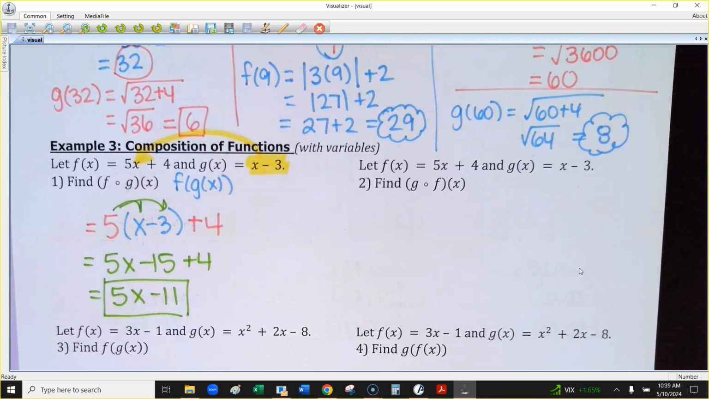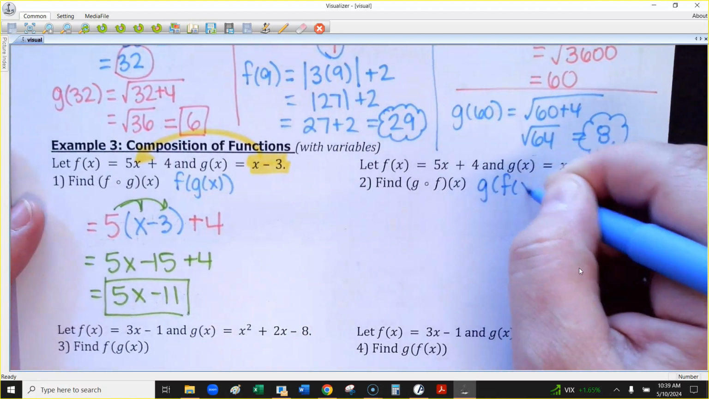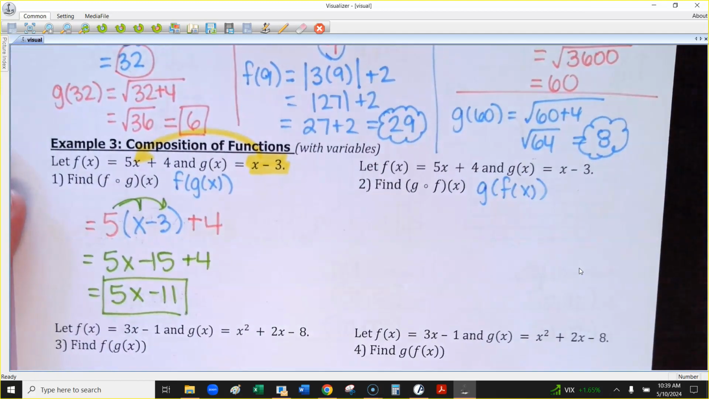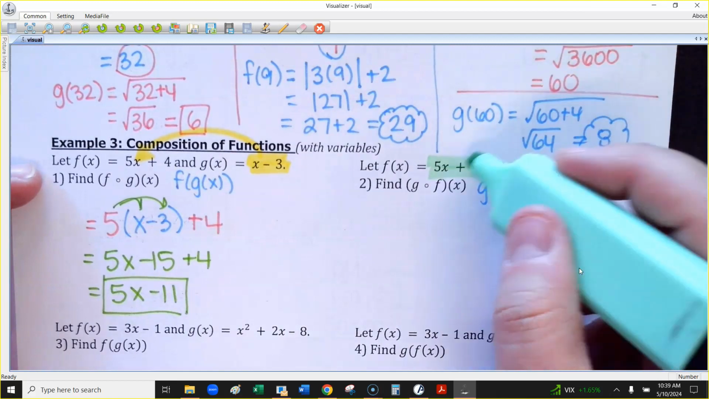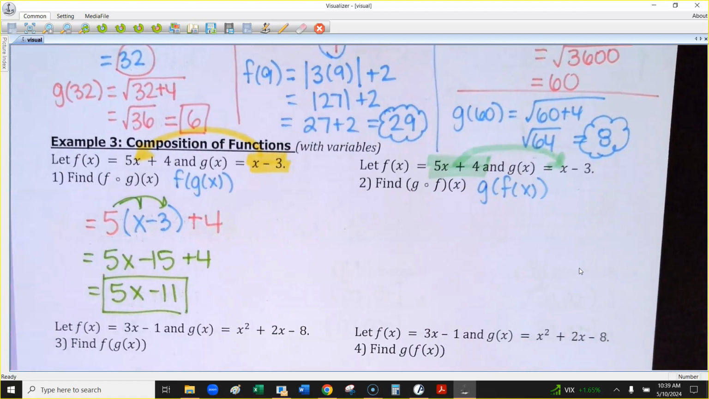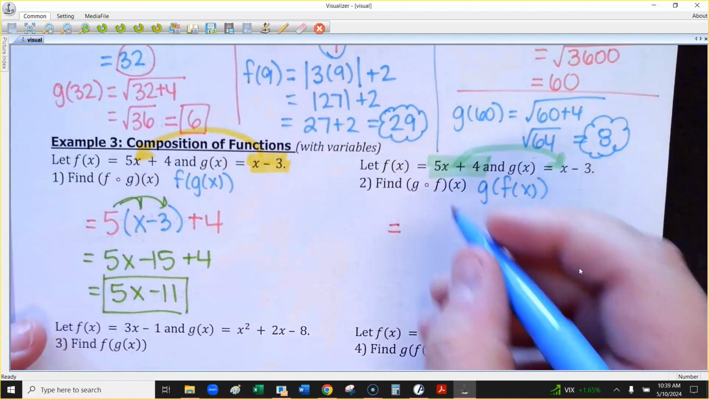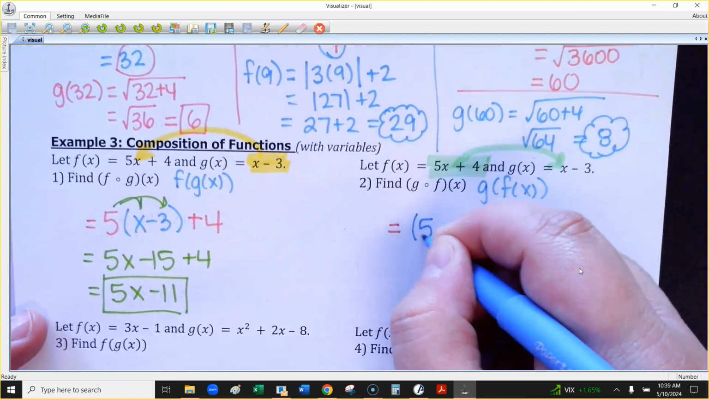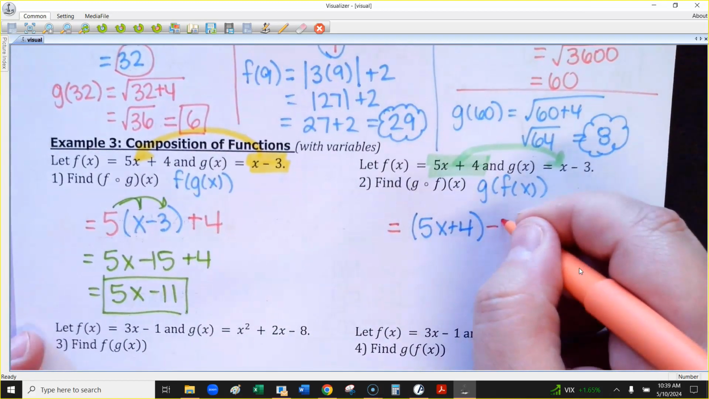And then the question right next to this almost looks identical, right? But this would be g of f of x, which means we're going to take our f of x function, and everywhere we see an x in the g of x function, we're going to replace it with that. So I'm just going to grab a different color here. So the g of x function, I'm plugging in 5x plus 4. That's where the x was at. And then minus 3 was the rest of that.